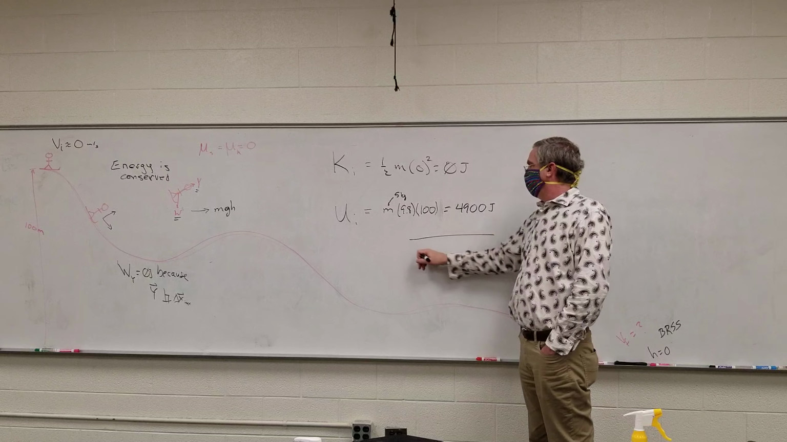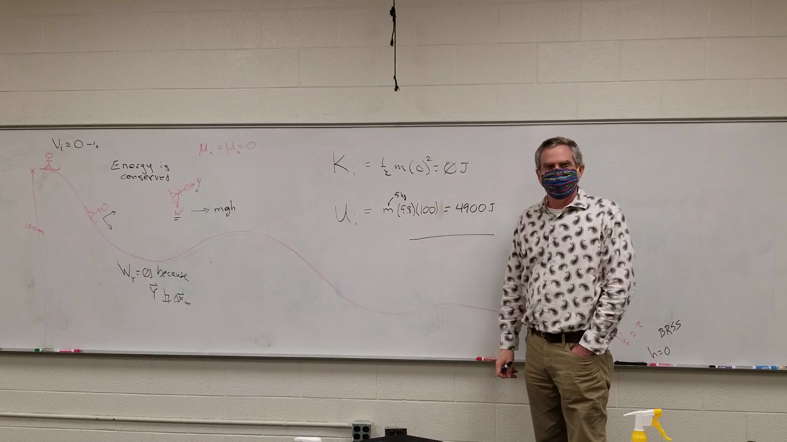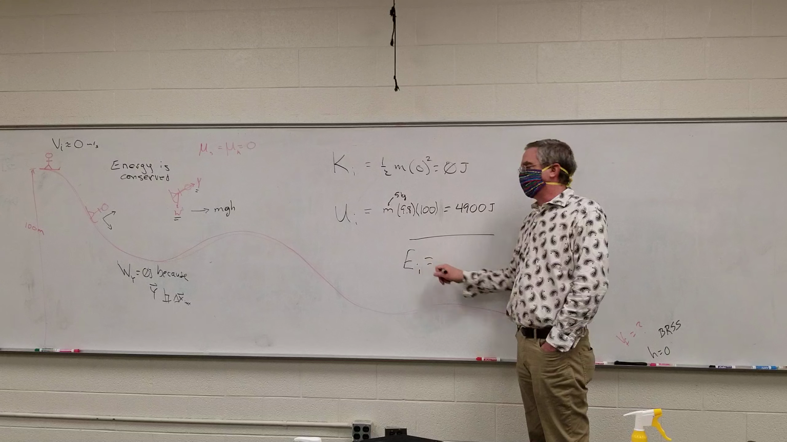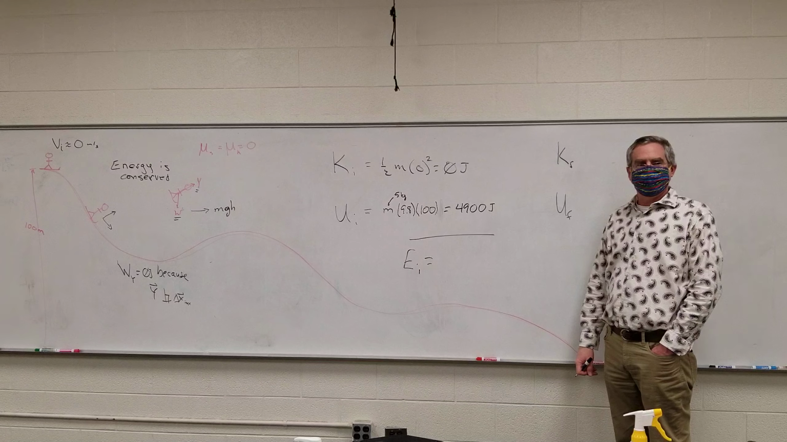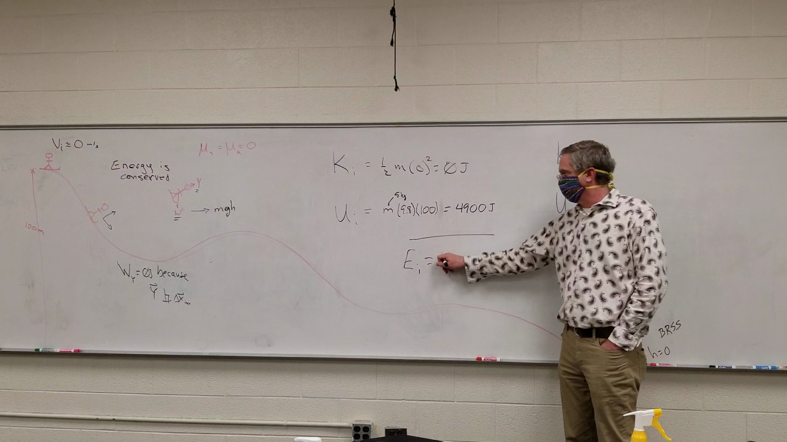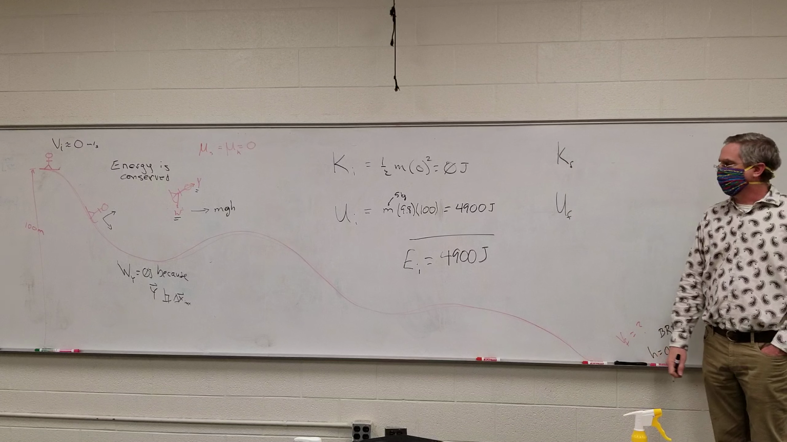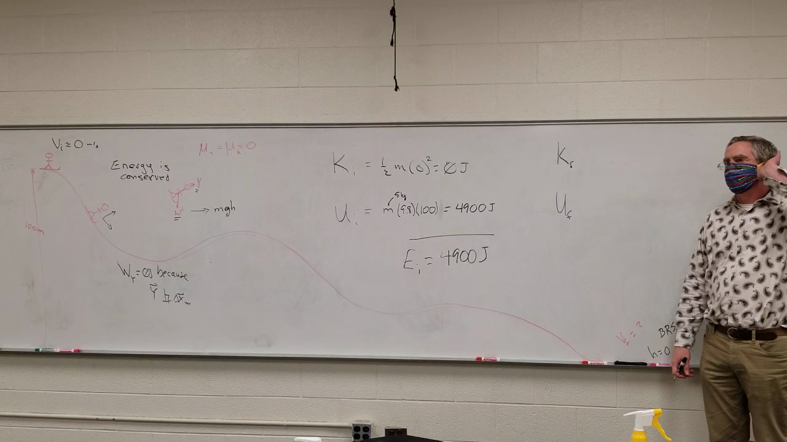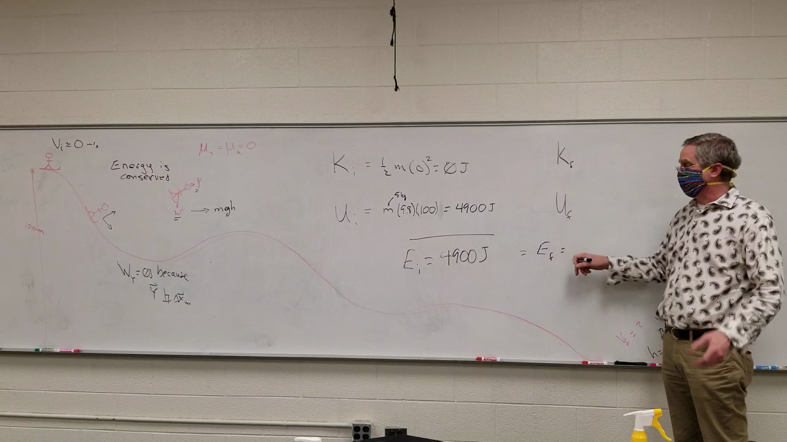So, a 5 kilogram person? Basically, it's a newborn. You wouldn't put a newborn on the ski slope, would you? What's my total energy initially? 4,900. What's my total energy at the end? 4,900, because energy is conserved here.